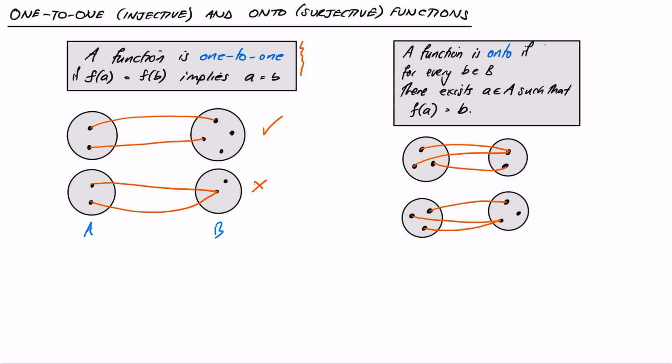Now this definition, f of a equals f of b implies a equals b: if we ever need to prove that something is one-to-one, we'll use this approach. We start by saying, assume f of a equals f of b, and then we'll do some work to show that a equals b. Okay, so that's the idea of one-to-one.